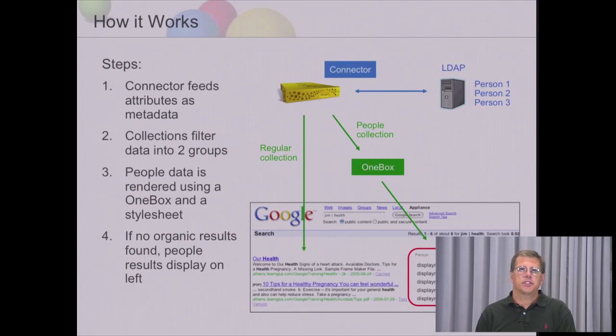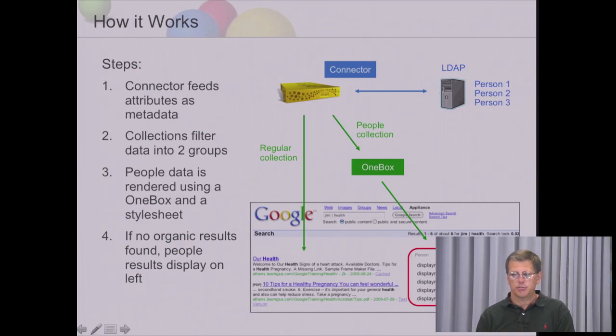This is a graphical representation of how the people search feature works. Here's our LDAP server. We'll configure an onboard LDAP connector on the search appliance, and that will fetch and index the data. Then we will define a new collection called the people collection. You can call it anything you want. This will be used to filter out just results coming from this connector and display them. And then we'll connect this collection to a onebox module that will then display these results in the sidebar element. You can modify the style sheet.